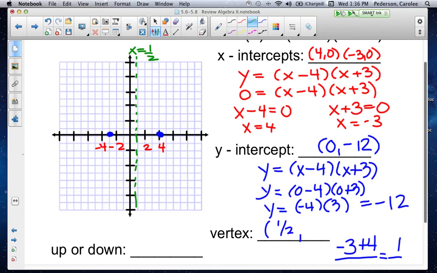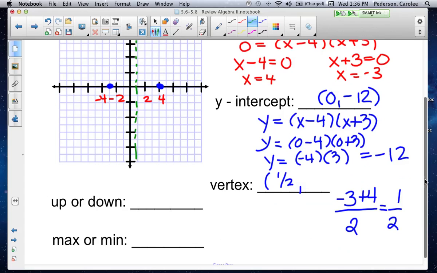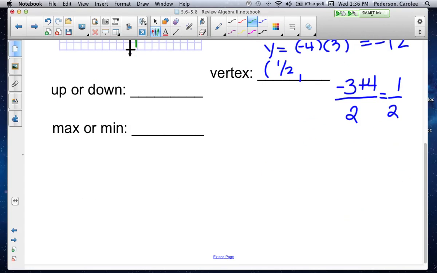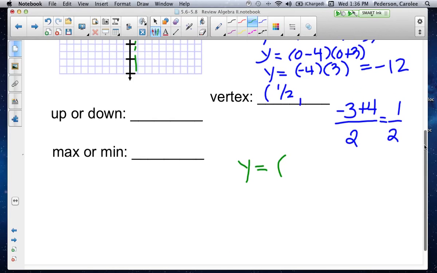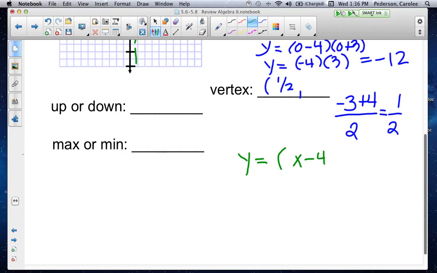Think of it as in standard form. If I take opposite of b over 2a, and I get that x value, what did we do next to find the y value of the vertex? Plug it in. Very good. We plug it into the original function. So if my original function looks like this, y equals x minus 4, x plus 3, we sub in 1/2 for x.